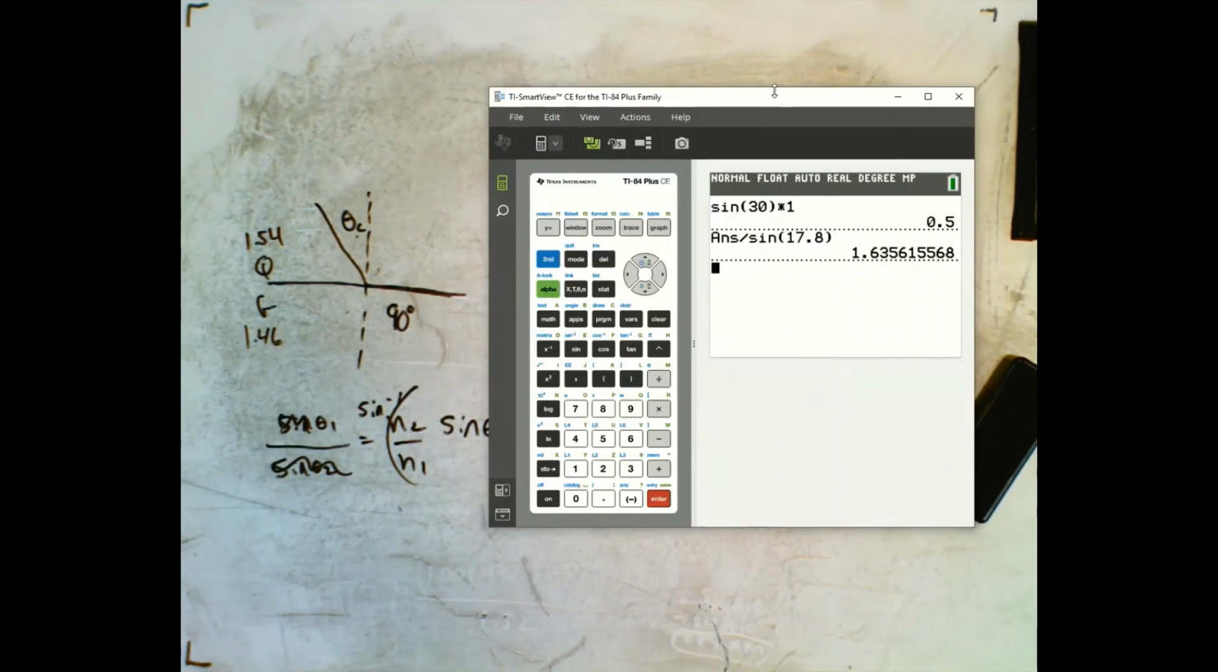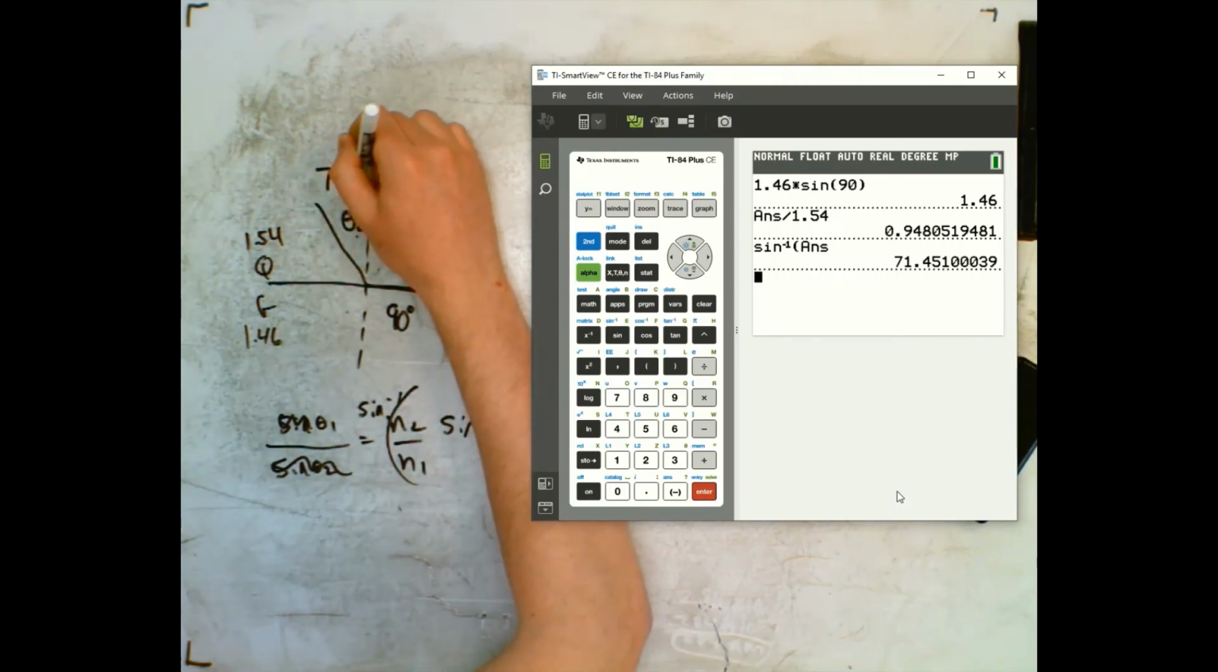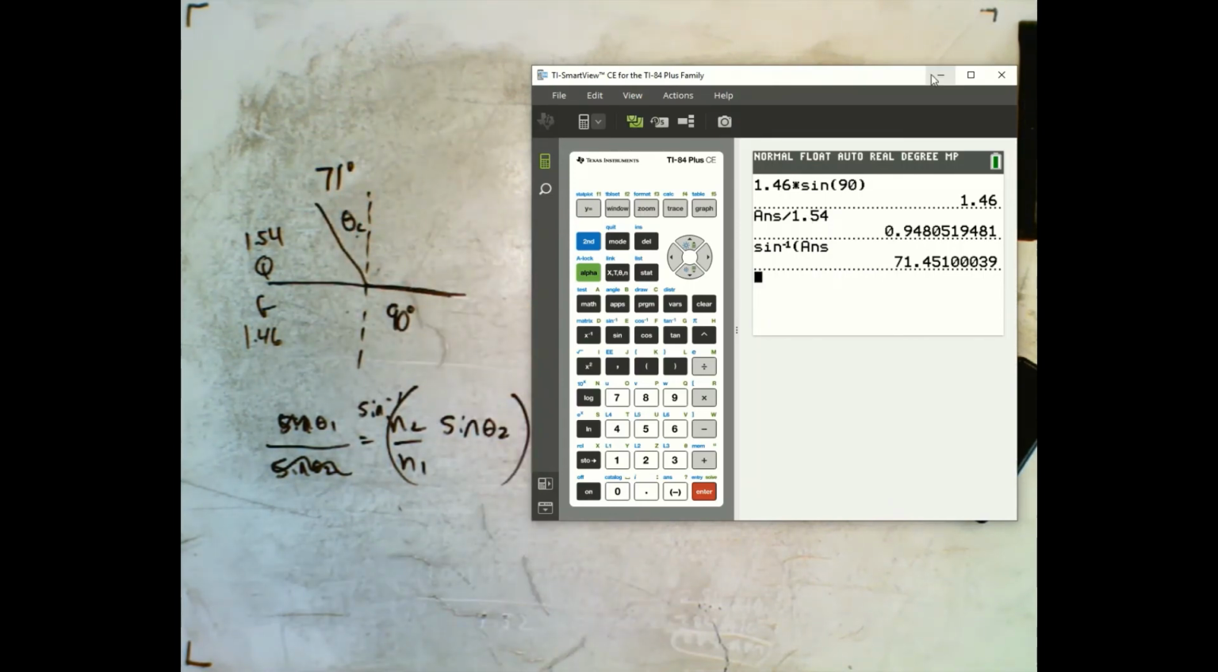So let's plug that stuff in. N2 is 1.46, and then we multiply it by sine theta 2, which is always 90 degrees when we're trying to find that critical angle, and then divide it by our N1, which is 1.54. And we get sine negative 1 of our answer, and we get 71 degrees. So that's 71 degrees. Okay, so I'm going to do the same thing with the other one to check it.